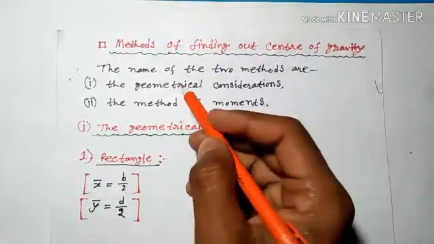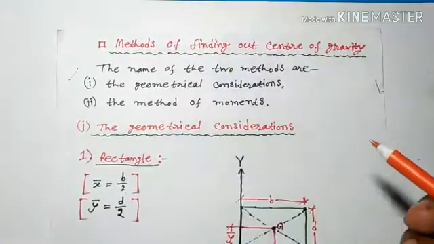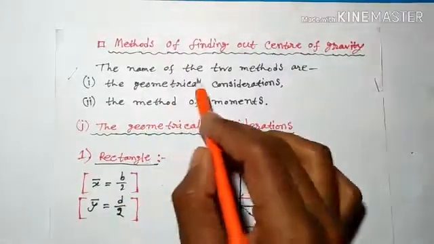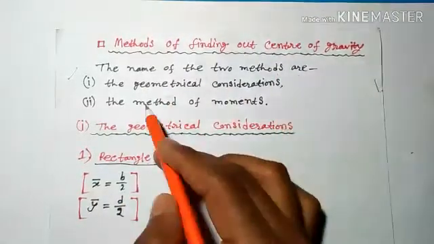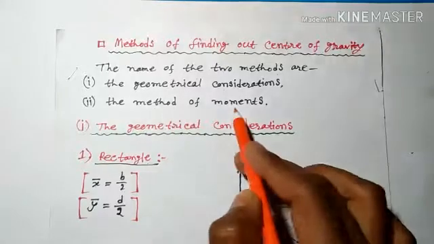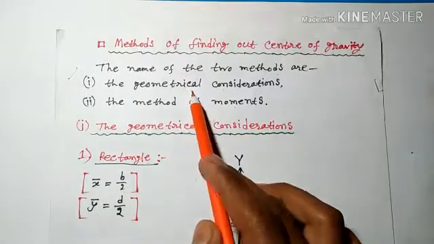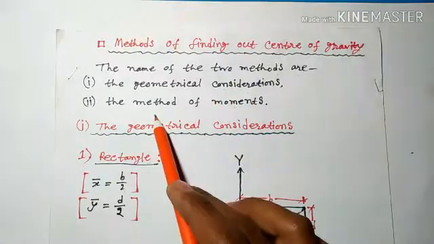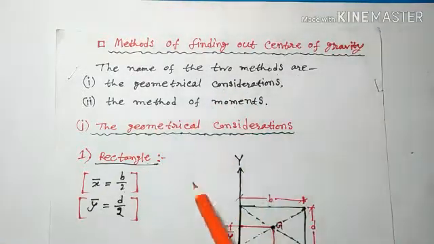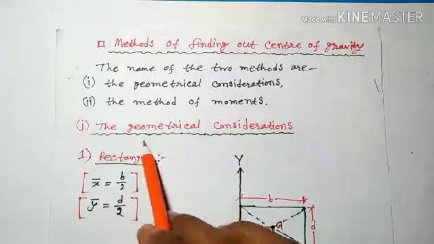The methods of finding the center of gravity are of two types. The names of the two methods are: number one, the geometrical consideration, and number two, the method of moments. Today I discuss the geometrical consideration, and in the next video we discuss the method of moments. So let's begin.